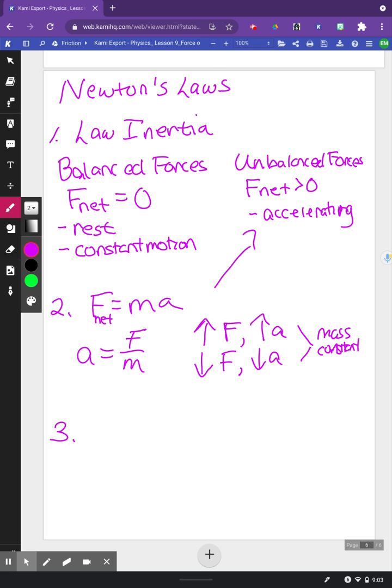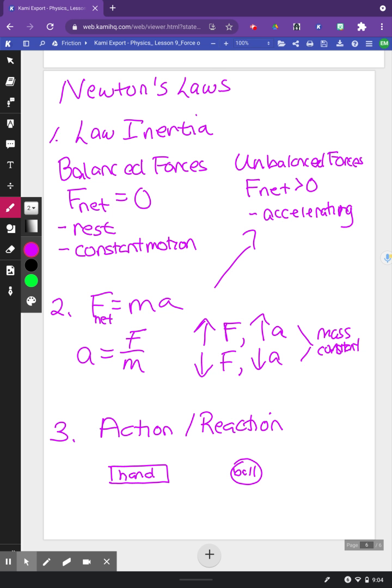The third law looks at action-reaction. And what that deals with is two separate objects. Okay, I have two separate objects. Let's pretend like this one is a hand and this is a ball. I like to make simple pictures when I'm doing this. And let's say the hand hits the ball. Well, if the hand hits the ball, then the ball also hits the hand.